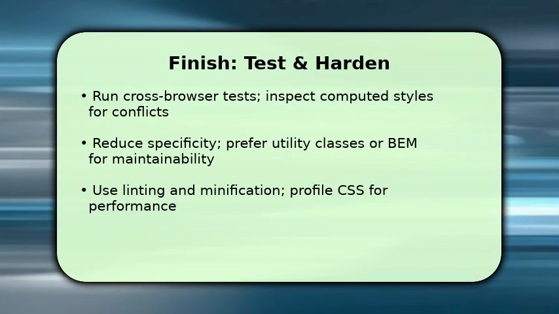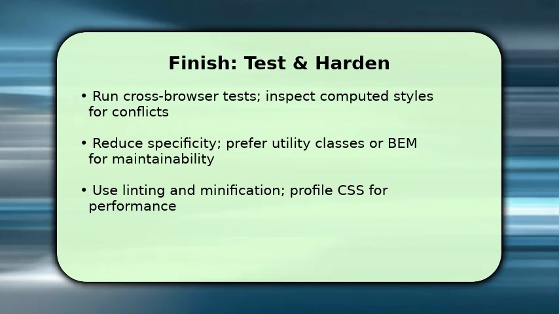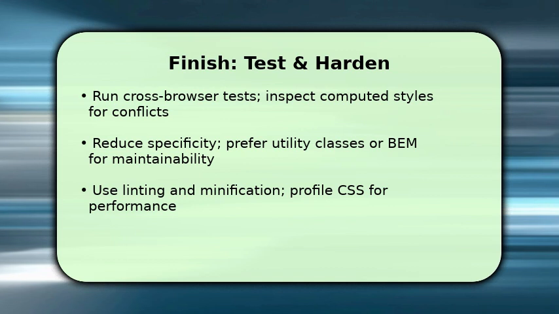Complete the workflow by testing across viewports and browsers and verifying computed styles to catch unexpected overrides. Make sure to simplify selectors where possible and adopt a naming pattern like BEM or utilities to keep rules maintainable. This reduces fragile overrides later.